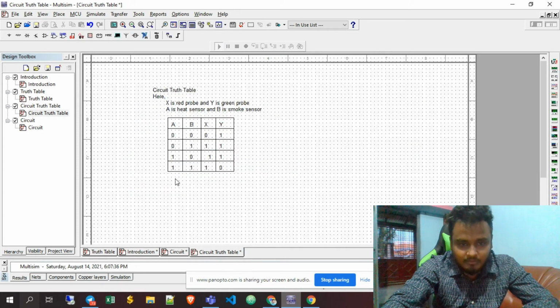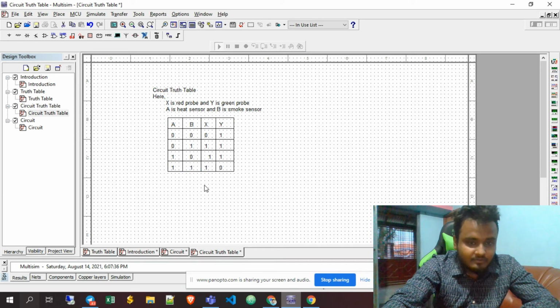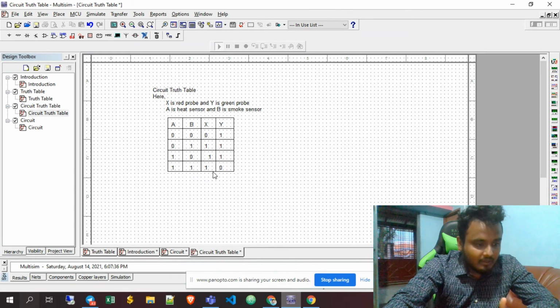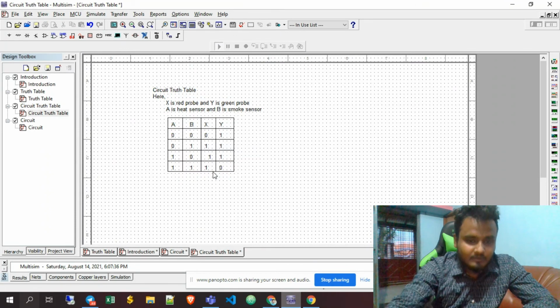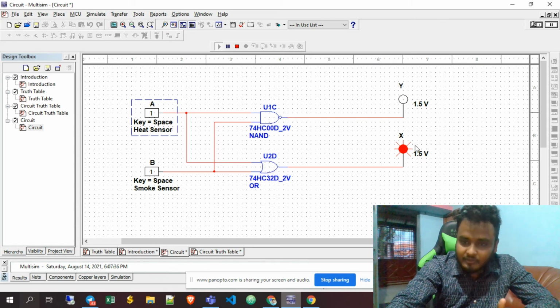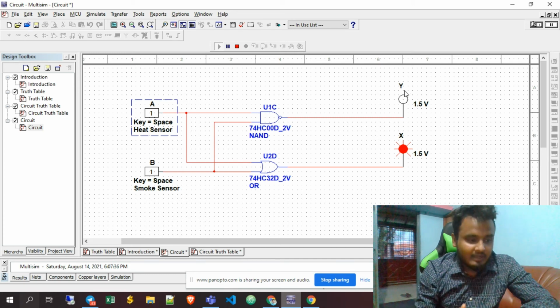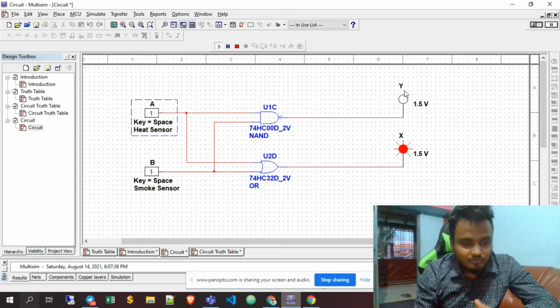If we come to the truth table again and check the last one, the heat sensor is on and the smoke sensor is on. What will happen? Now if we come to the circuit, we will put B also on. Then the red light will be on and the green light is totally off, which means I am completely in the danger zone, and we need to take precautions in these situations to stay safe.